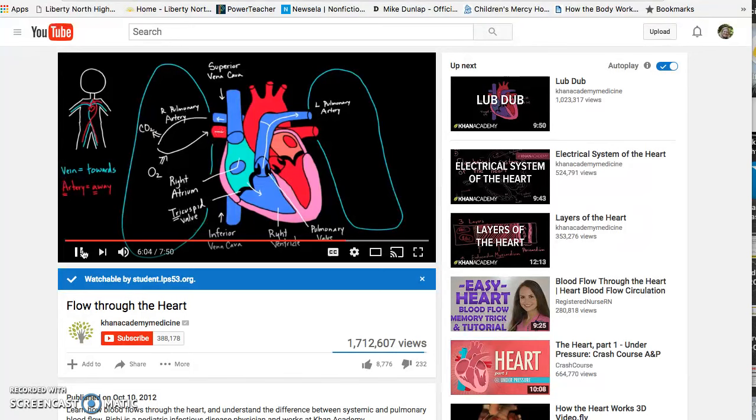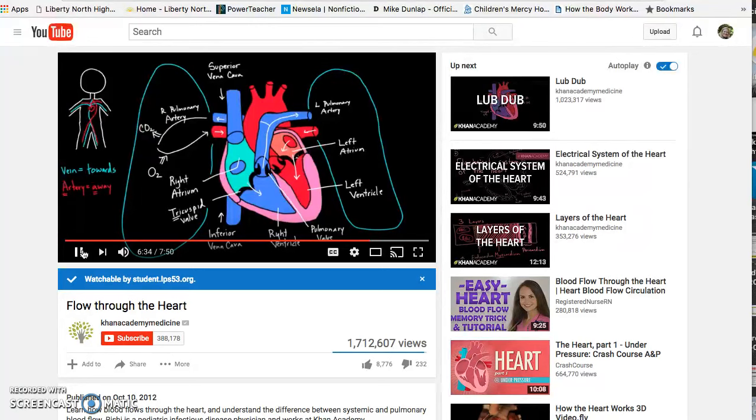So now blood comes back in this way, and dumps into this chamber. So what is that? This is our left atrium. Our left atrium. So just like our right atrium, we have one on the left. And it goes down into, and you can probably guess what this one is called, it's our left ventricle. So just like before, where it went from the right atrium to the right ventricle, now we're going from the left atrium to the left ventricle.